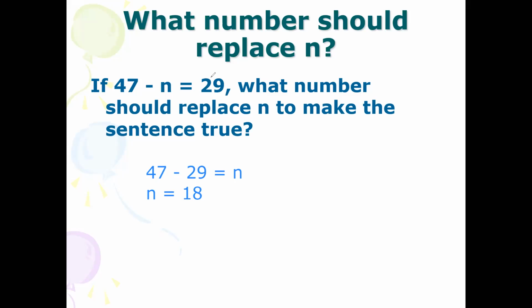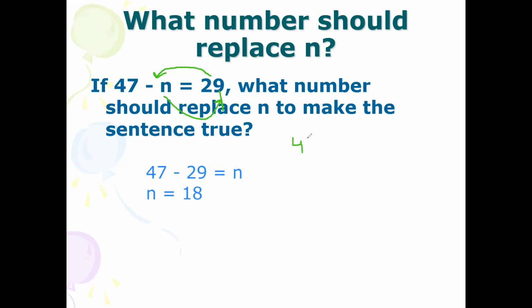We just shifted this 29 to this side of the equality sign and shifted n to the other side of the equality sign. When 29 was shifted to this side, the sign of the 29 was changed from positive to negative. And when n was shifted to the other side of the equality, because we have to isolate n, the negative sign is changed to a positive sign. 47 minus 29 is 18.